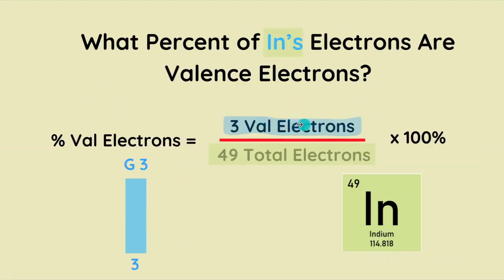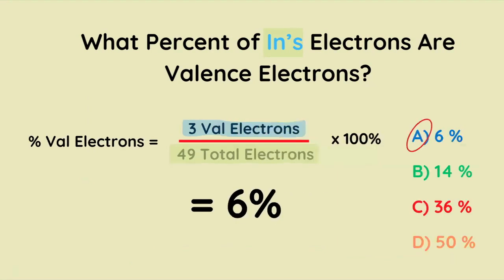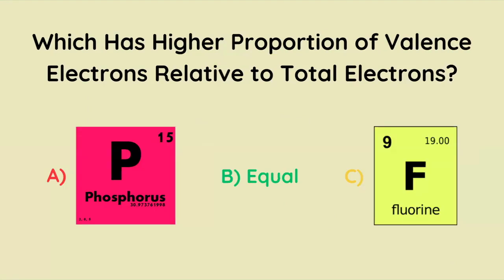Now we have both our numerator and our denominator for our equation. We evaluate it, and we get 6%. So A is our answer. Let's take this to the next level.